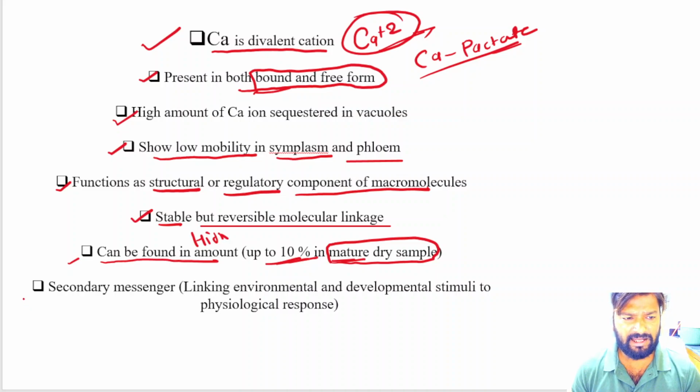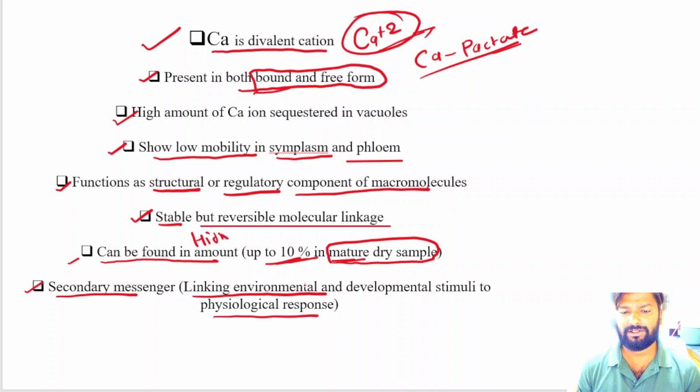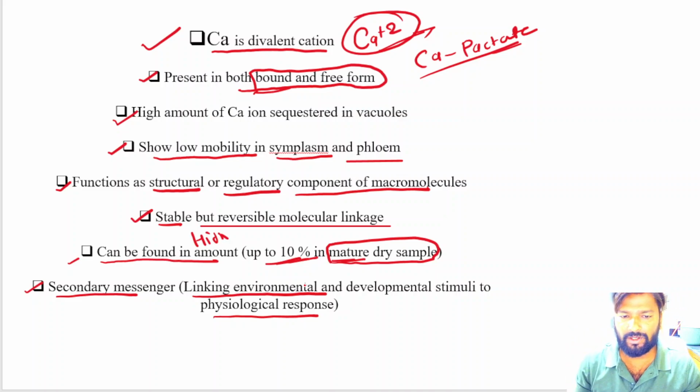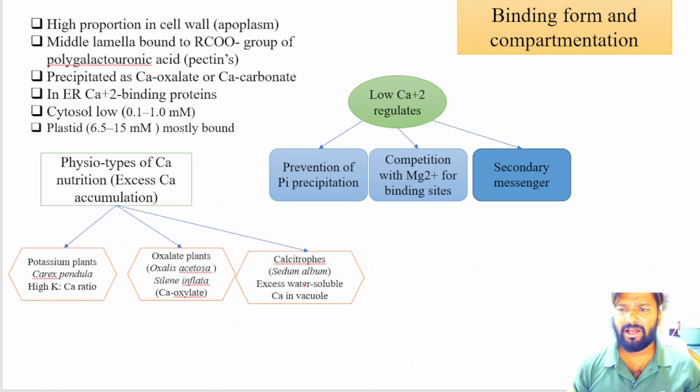And the last point is that it works as a secondary messenger because it links the environmental and developmental stimuli to the physiological response. Means it links the environment, developmental process and the physiological response. That's why it is known as secondary messenger. So these are the important points. If a question comes in ARS on calcium, then we can target these points. Next slides are about the binding form of calcium and compartmentation.